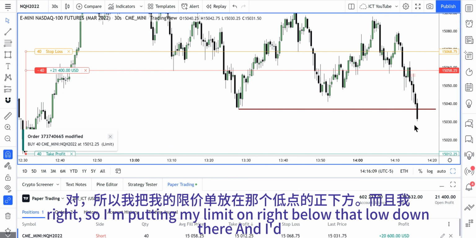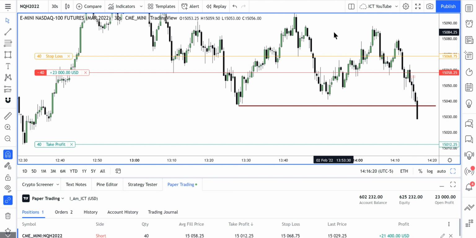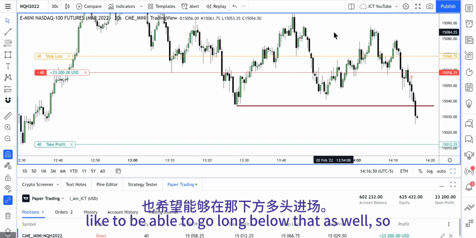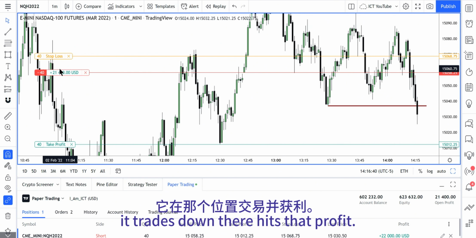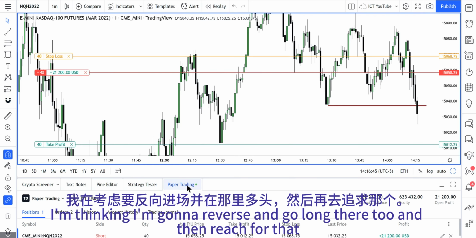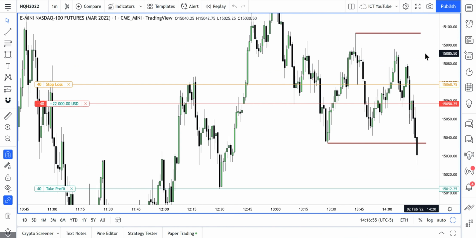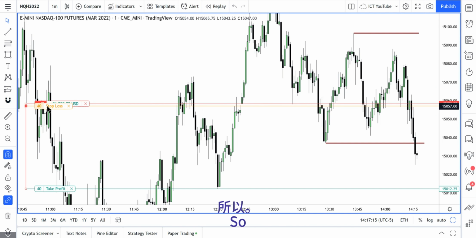All right, so I'm putting my limit right below that low down there. And I'd like to be able to go long below that as well. So if it trades down there, hits that profit, I'm thinking I'm going to reverse and go long there too, and then reach for that 15,125 level, which will make sense in a little bit.